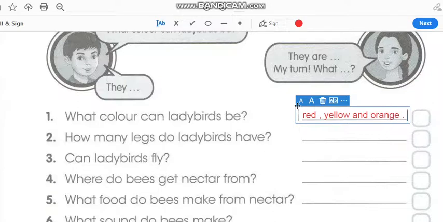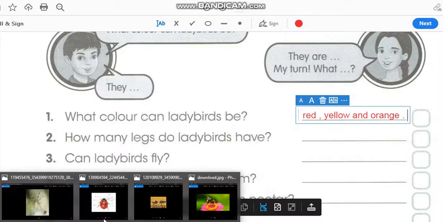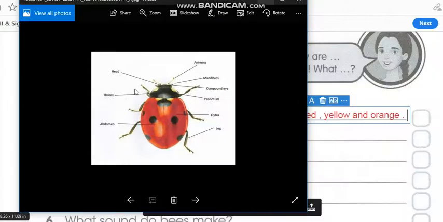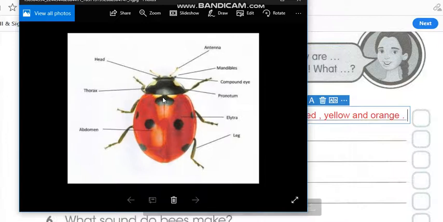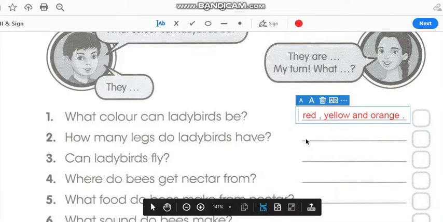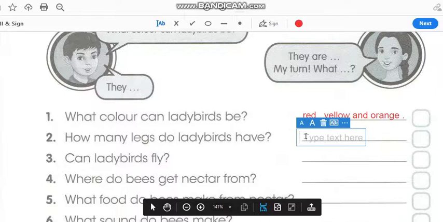Remember the photos that we used in the last lesson. How many legs? Number 2. How many legs do ladybirds have? Focus on this picture and see how many legs ladybirds have. Yes, that's right. 1, 2, 3, 4, 5, 6. They have 6 legs. So you should write 6 legs.